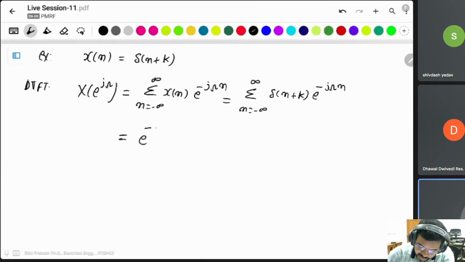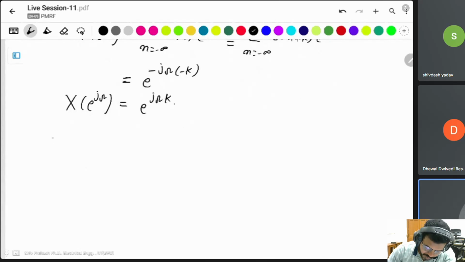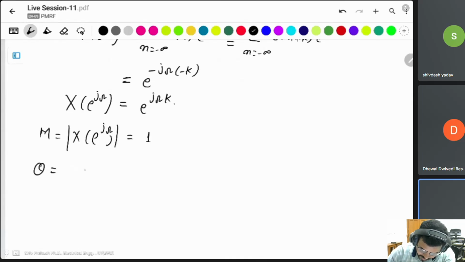And e to the power of minus j omega k. Then you can say the discrete time Fourier transform of this signal is equal to e to the power of j omega k. Then what is the magnitude of this? The magnitude is the same thing, 1. What is the angle? The angle of this system is omega k.